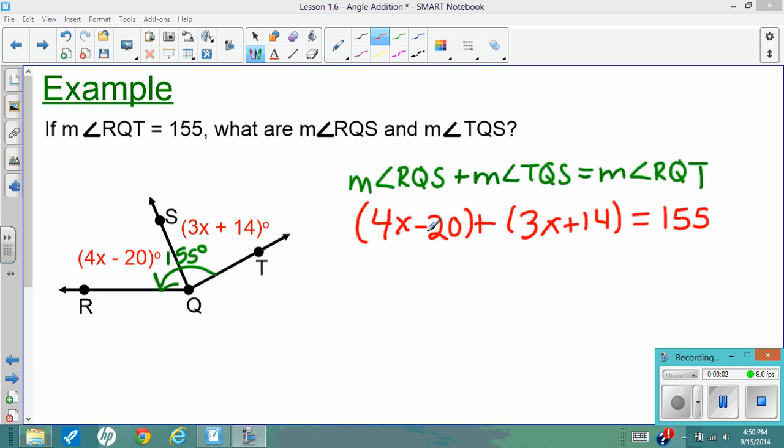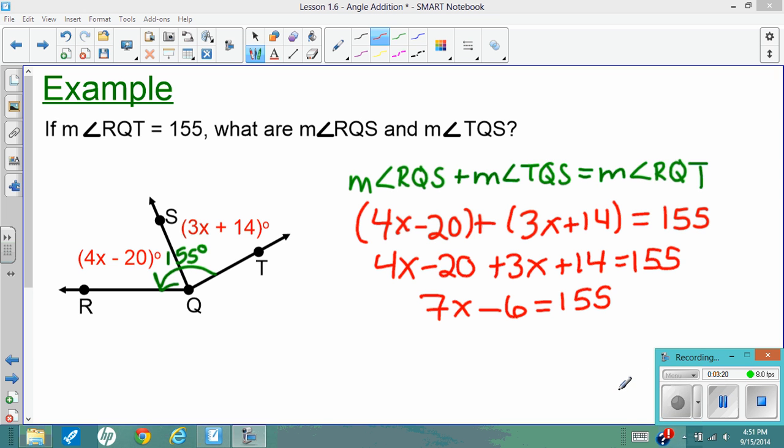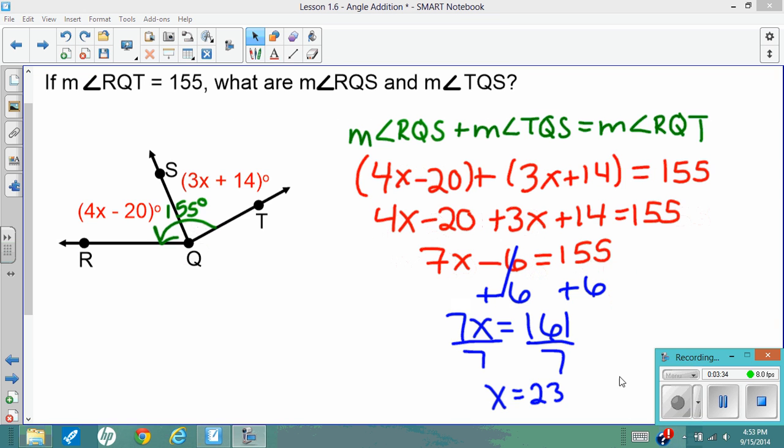So plugging in what we know, we get this equation, and once we get to this point, it's good to substitute with parentheses, but since there's a plus in between here, nothing's going to change as far as the signs go. So you can get rid of your parentheses if you want to, and then we can combine like terms on the left side. Be sure to be careful here. Minus 20 plus 14 gives us a minus 6 here. And the 4x plus 3x gives us a 7x, and then we can finish solving this equation for x. So if you finish solving the equation properly, you should get x equals 23.